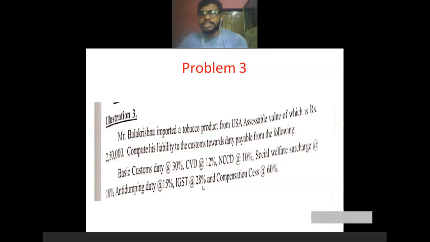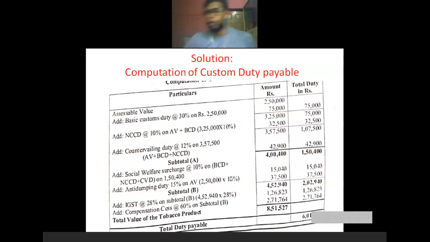Then IGST, that is Integrated Goods and Services Tax, 28%. For subtotal B you have to calculate IGST. And compensation cess. See, compensation cess is applicable for tobacco product. Therefore, compensation cess 60% you have to calculate immediately after IGST. So this is the problem, a small problem. Now go to the solution part.